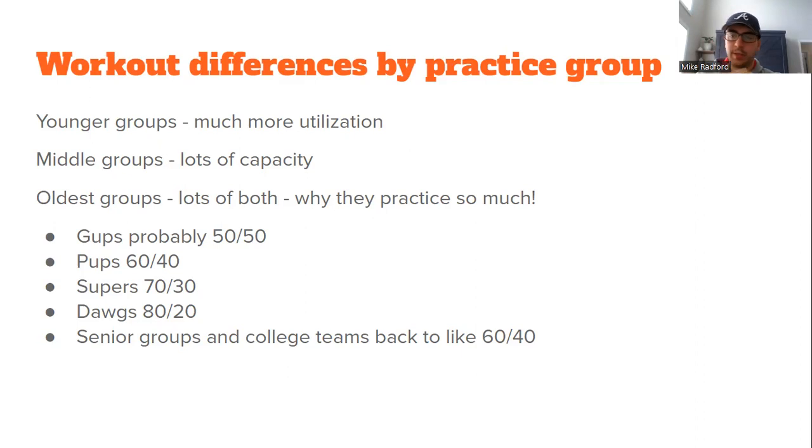An easy way to think about it is with the GUPS group, our youngest, most intro group, they're probably 50-50 capacity and utilization. They might do a set of 10 25s kick, and then the rest of practice they're working on flip turns or doing practice races, right? The pups are more 60-40, leaning slightly towards capacity. Super pups even more, probably 70% capacity. And the dogs group, which is kind of our top 14 and under, 15, middle school, early high school group, they're doing a ton of capacity, at least 80%, maybe more, just trying to increase their ability to get good over time. Then you get to the senior groups and it switches backwards a little bit, almost more like 60-40 by the time you're in a senior group.